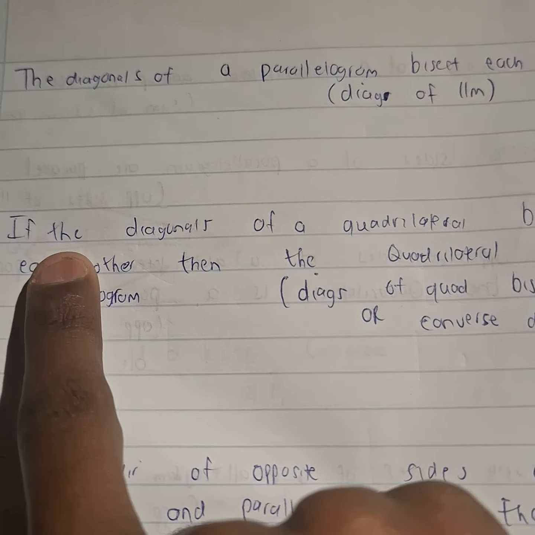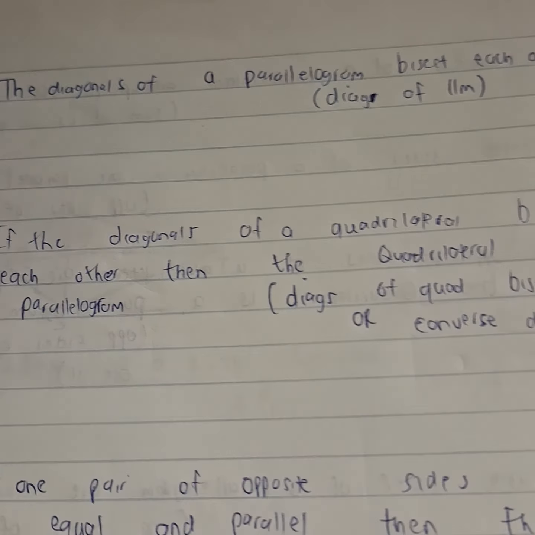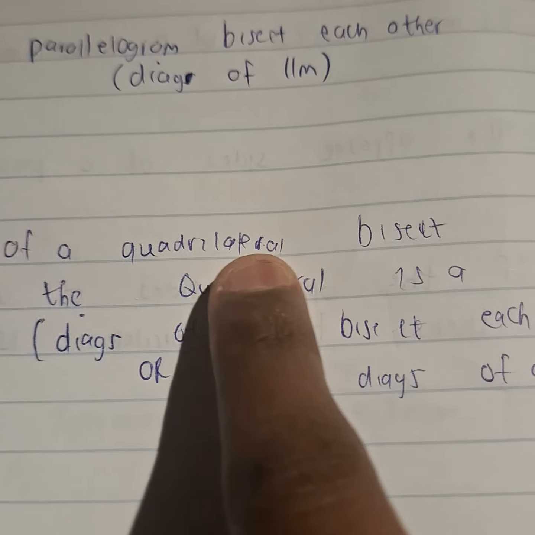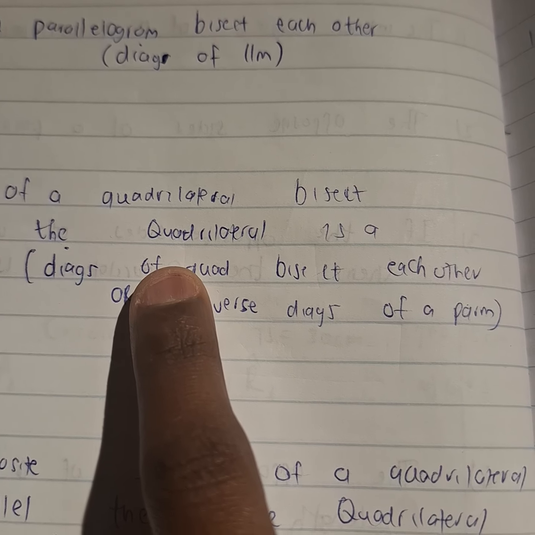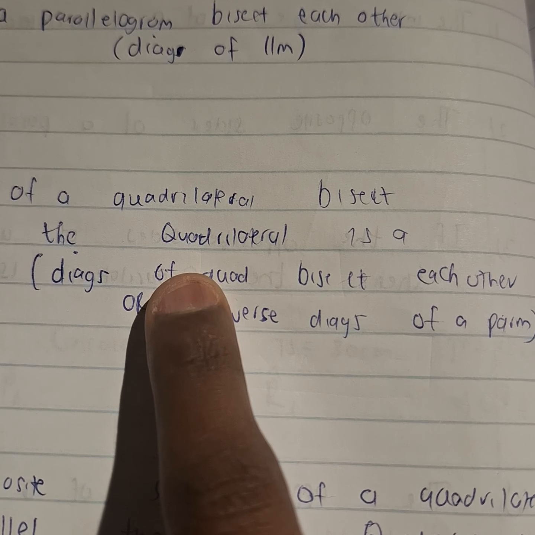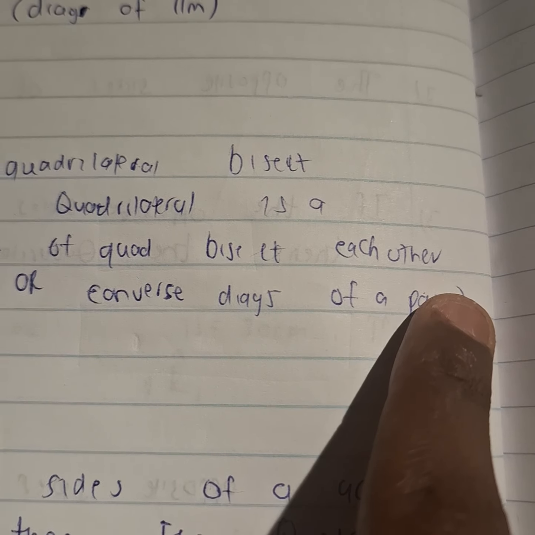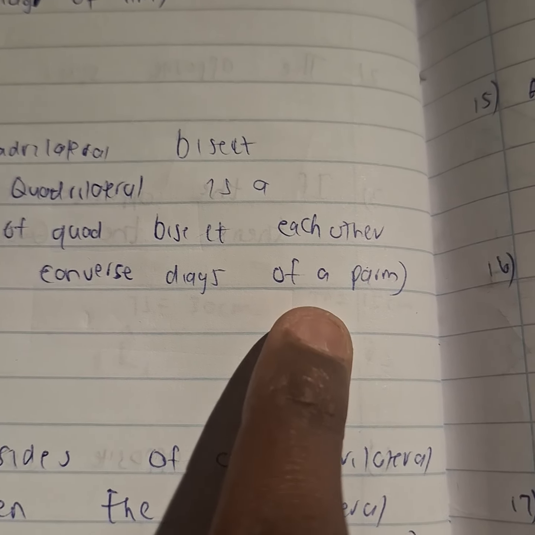Then this is another way of proving that a particular quadrilateral is a parallelogram. If we discover that the diagonals of a quadrilateral bisect each other, then we can state that quadrilateral is a parallelogram. If ever we have to use that to prove that a quadrilateral is a parallelogram, we can write diags of quad bisect each other, or we can say converse of diagonals of a parallelogram.